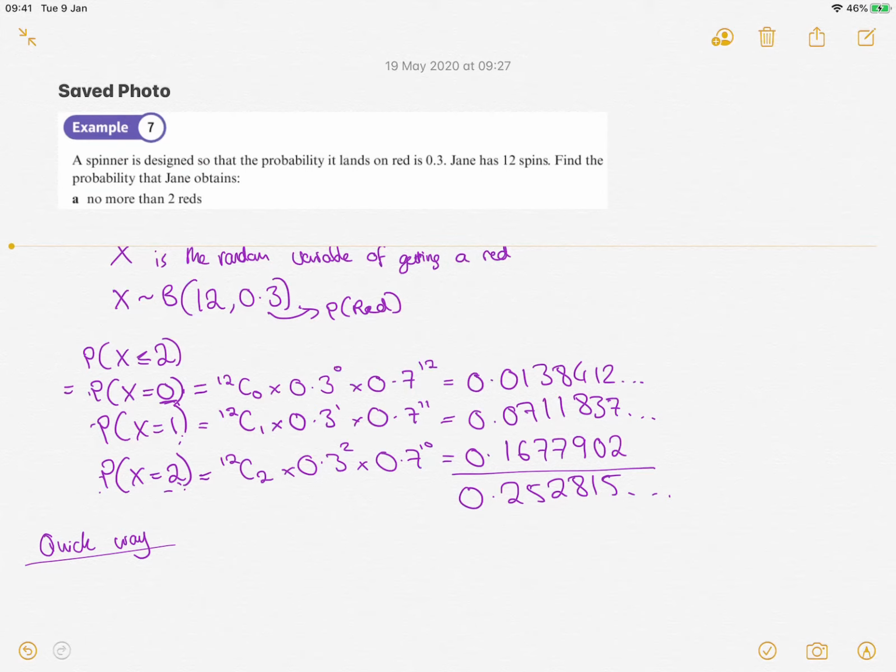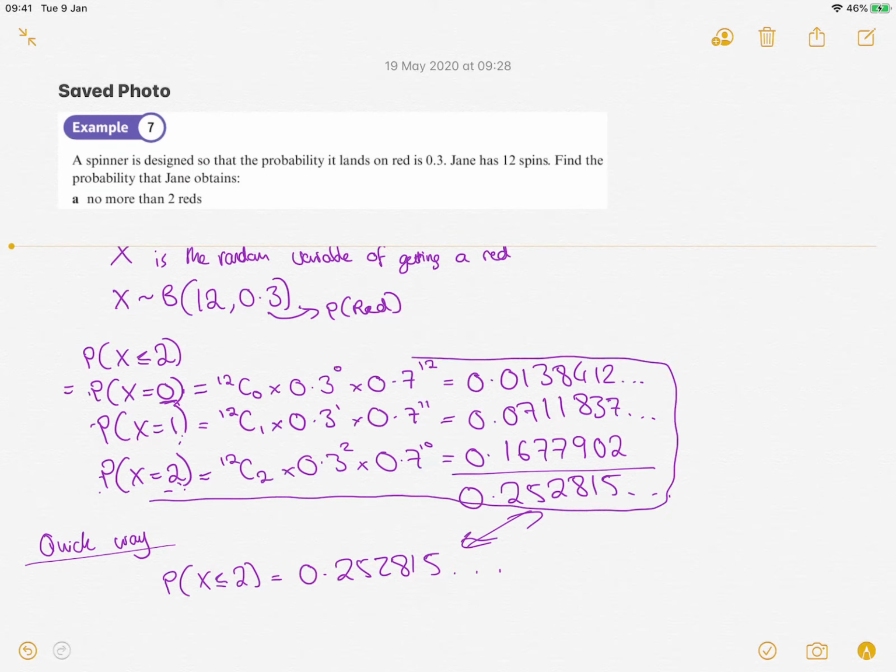And then you just press execute from there, and you can see that your calculator gives you the answer of 0.252815, and so on, which is exactly the same as this. So that shows you that this is all the working that's going on behind the scenes in your calculator to get that number. So I hope that clears that question up a bit and where that number is coming from. So we're saying that getting 2 or fewer, the chances of that are about 25%.